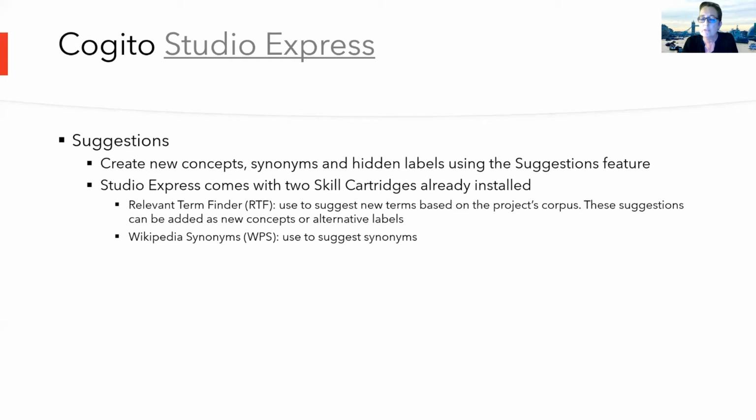And what Studio Express uses in the suggestions feature is what they call skill cartridges, which are already installed. One's RTF, which is a relevant term finder, and that's used to suggest new terms based on a project's corpus, so you can load up a body of documents into Studio Express, and then you can add those suggestions as new concepts or alternative labels. The other one is Wikipedia synonyms, and that's used to suggest synonyms. So that's the one I'm going to show you in a minute.